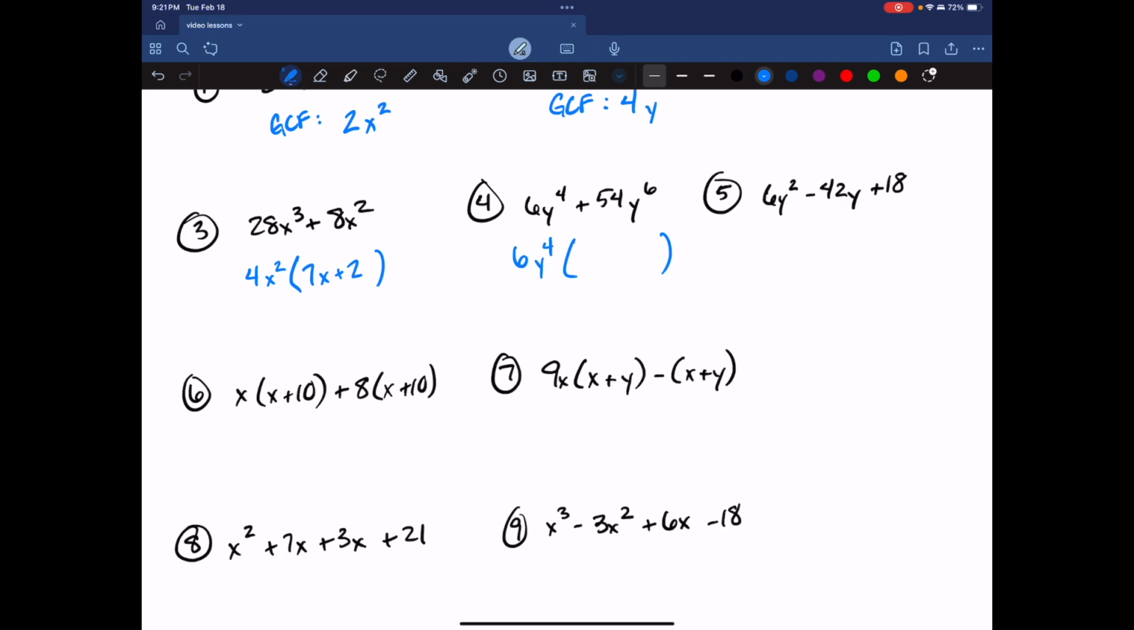I'm going to have 2. All right, so you remember, ask yourself, what times 6y to the 4th is 6y to the 4th? Well, anything times 1 is itself. And so anytime one of your terms is the greatest common factor, you're going to replace it with 1. So 1 plus, right, 6 goes into 54 9 times. And then how many more y's do I need?